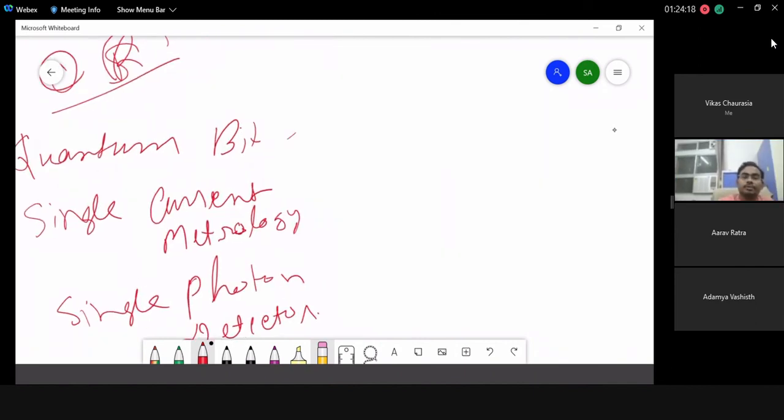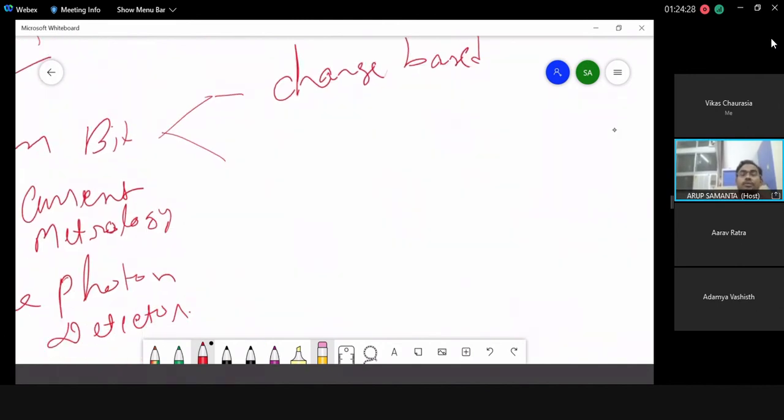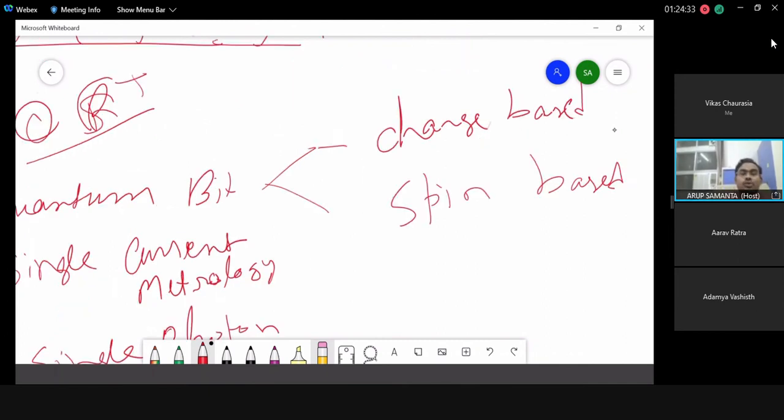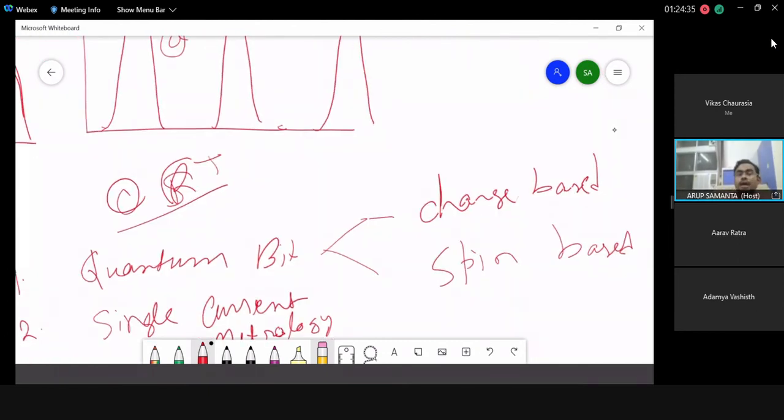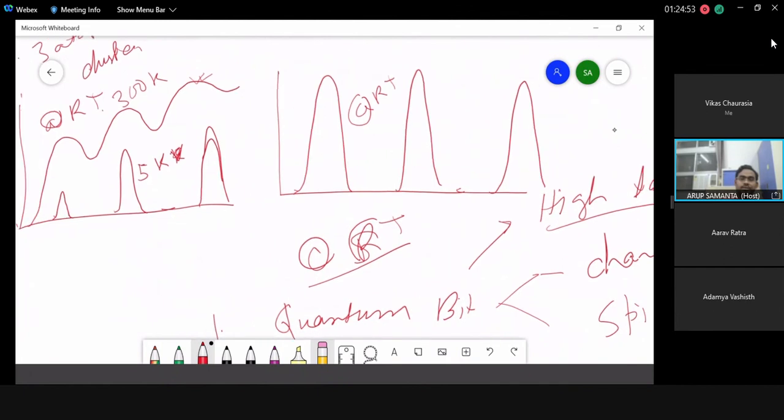Or quantum bit. Two types we are working on. One is charge-based qubit, another is spin-based, electronic spin-based, two types. Short system to create qubit in high temperature qubit. We are focusing on high temperature qubit. This is our target. So this is tentatively, I give you some information on what research is going on at present.